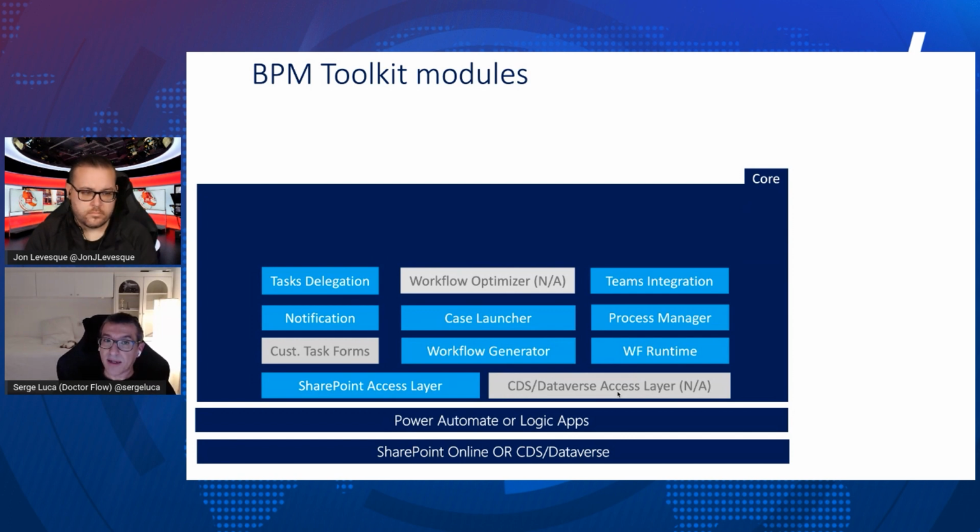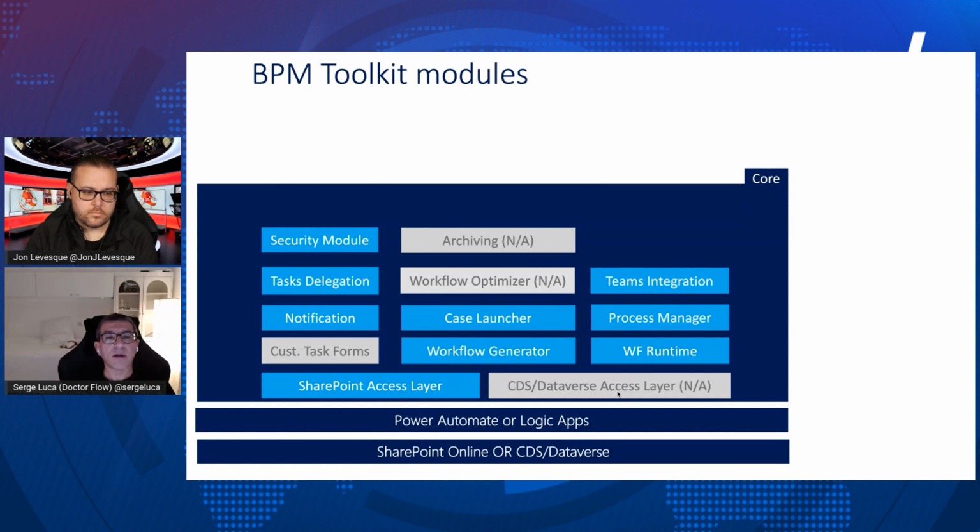Team integration. I demonstrated that in the previous video. When you have a new case, a new conversation starts in a private channel in Teams. Security module. Security is the core of the BPM toolkit because it can be used for HR. So all the conversation and all the approval pipeline should be fully secure. I will illustrate how that works.